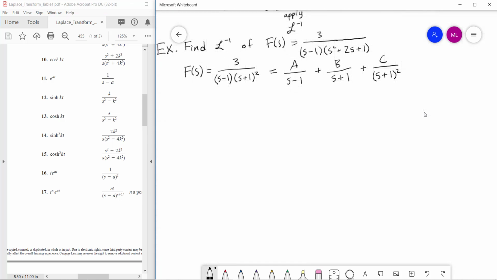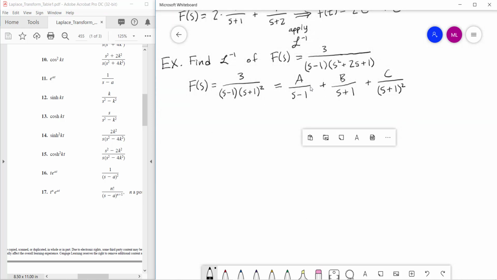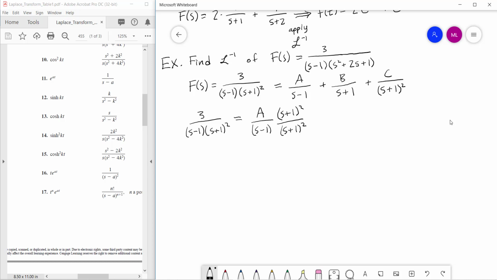So how would we do this one? Again, the idea is pretend we were finding the common denominator. So we would write these out as we know that 3 over s minus 1 times s plus 1 squared has to be equal to this term. I need to multiply top and bottom by this s plus 1 squared. So I'd have a over s minus 1 times s plus 1 squared over s plus 1 squared. For the middle one, we have b over s plus 1.